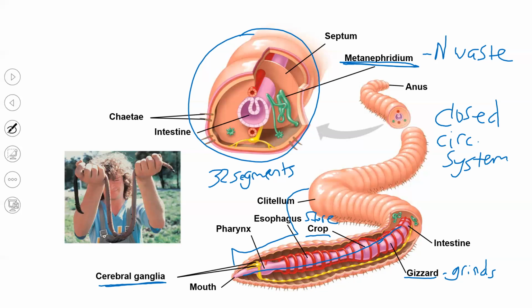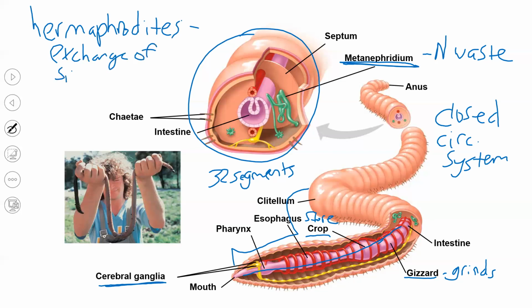They do have sexual reproduction, but they are hermaphrodites. So they have both sexes, and you'll see this when we dissect worms. Usually when they reproduce sexually, it's an exchange of sperm. And it's external fertilization.